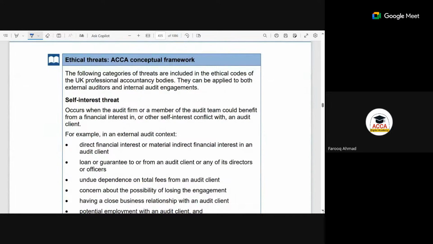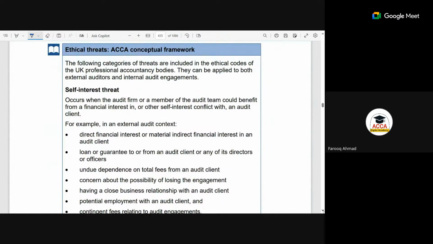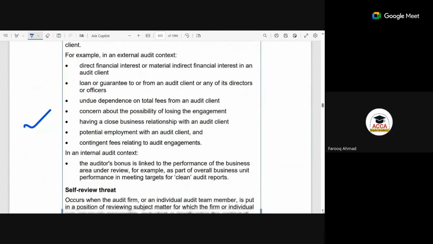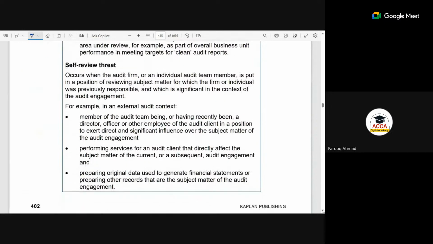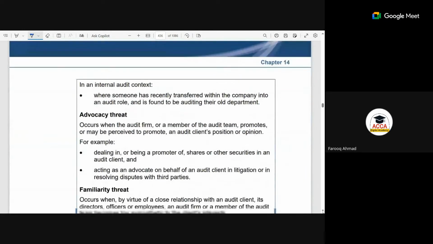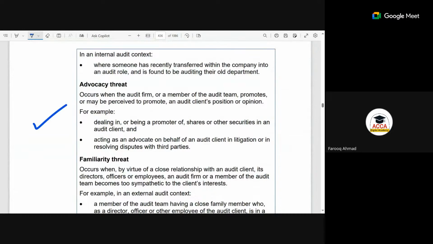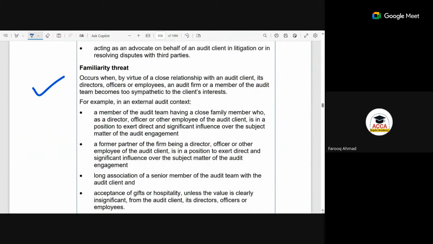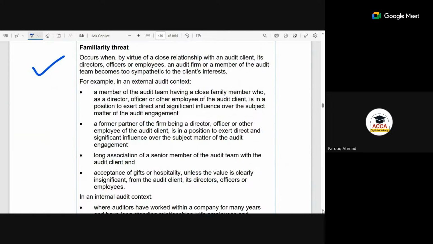Ethical threats, ACCA conceptual framework, self-interest. So this is all students you have done, you have read already. So it just needs a brief look at these areas. Normally it is not often tested, but as a student, as a teacher, you have to go through. I will suggest you have a complete understanding. I am sure you have a clear concept from your earlier learning, but it will definitely help you update your knowledge.